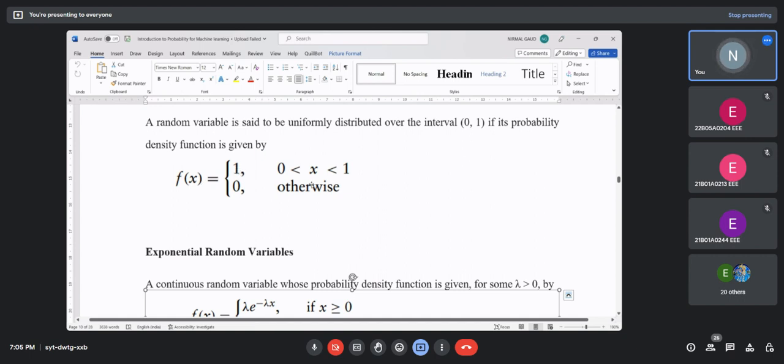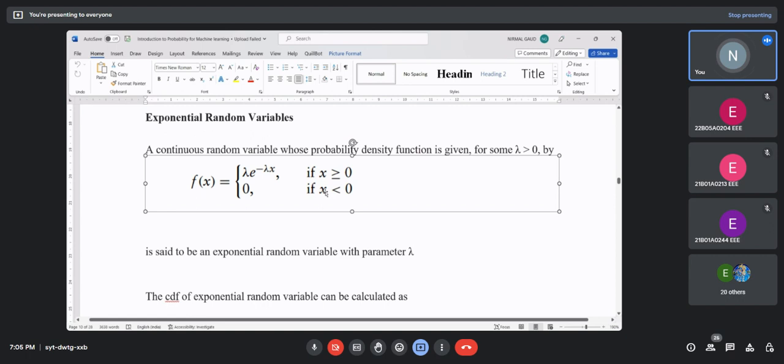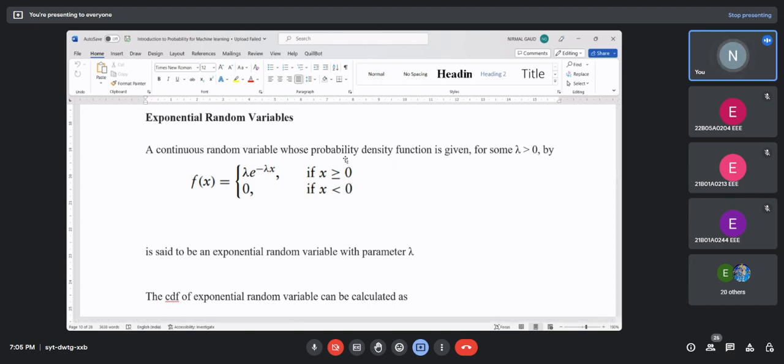Remember, it's a continuous distribution. Okay. Now the next thing is the exponential random variable. The exponential random variable is again a continuous random variable. For a given parameter lambda greater than 0, it is given by lambda e to the power minus lambda x if the value of x is greater than or equal to 0, whatever it may be. Okay, 0, 0.1, 1.5, 10.7, 20.8, whatever, if it is greater than 0.